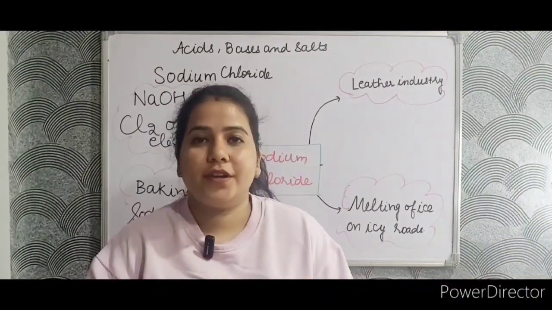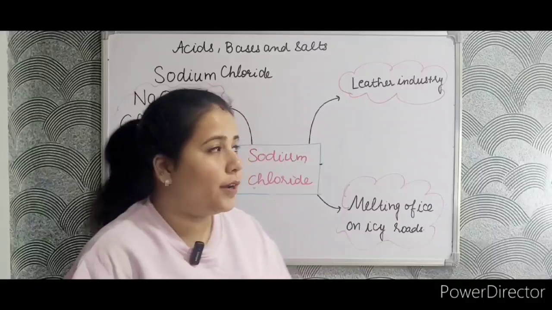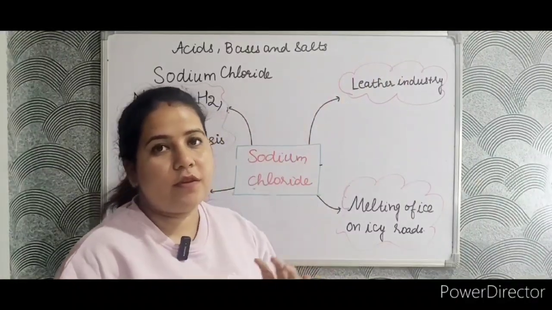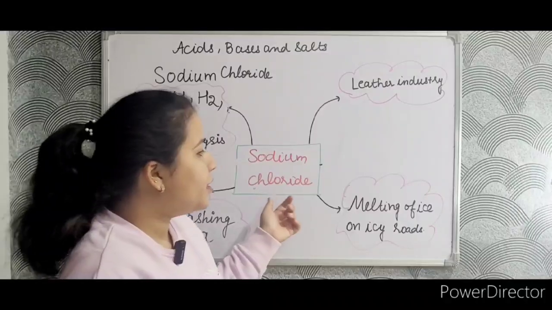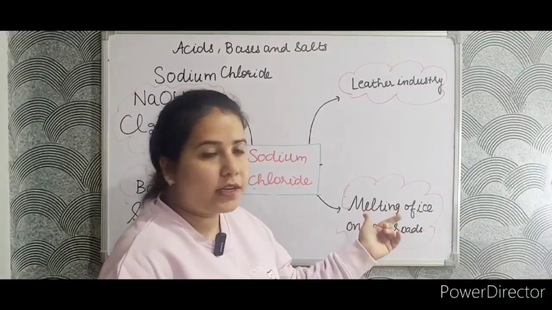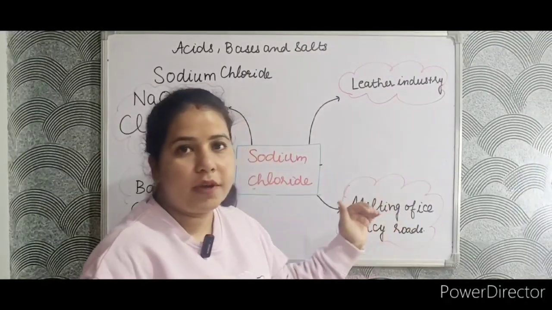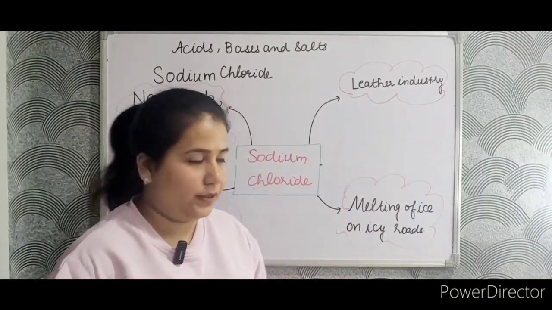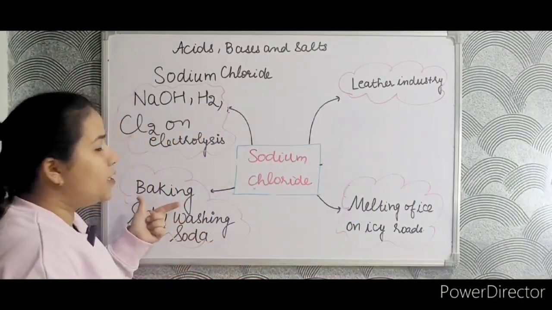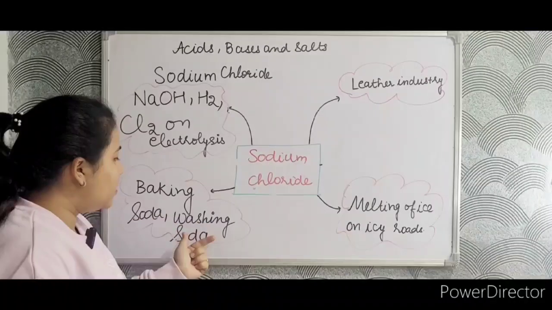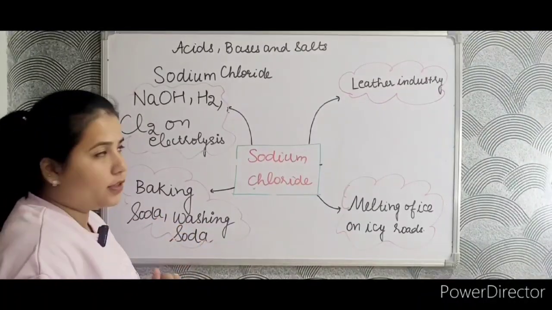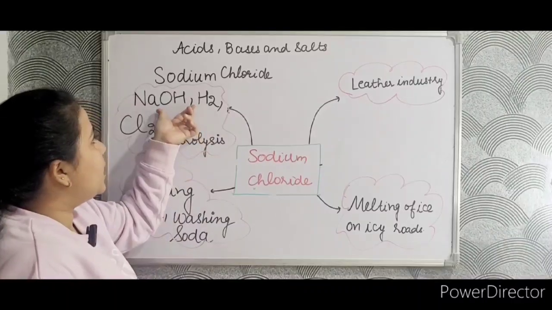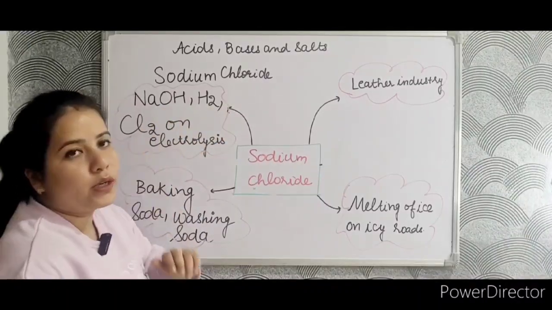Now there are various uses of sodium chloride. First is it helps in leather industry for leather tanning. Second is it helps in clearing the icy roads by removing the ice, it helps in faster melting of ice. Next is it helps in preparation of baking soda, washing soda and various other chemicals. On electrolysis it forms NaOH, hydrogen and chlorine.